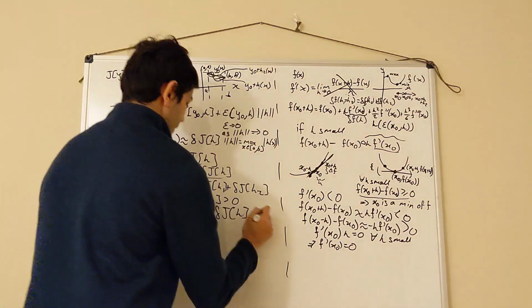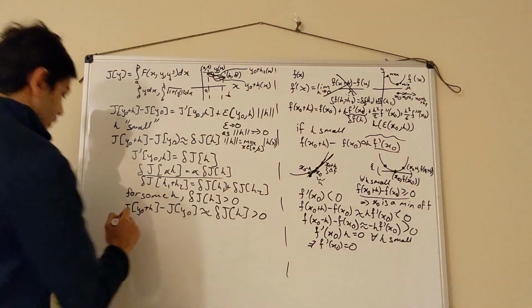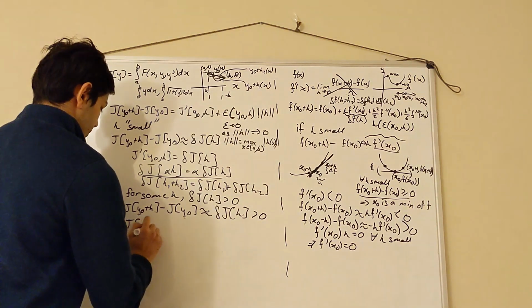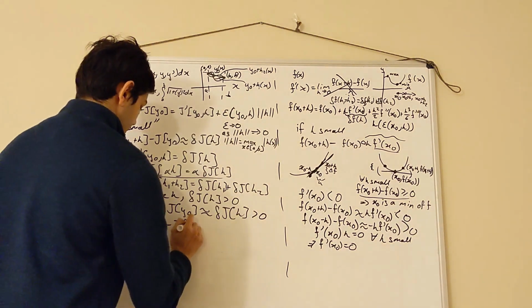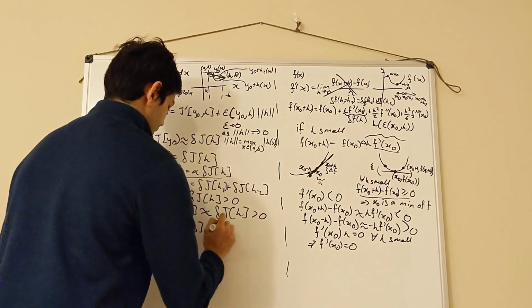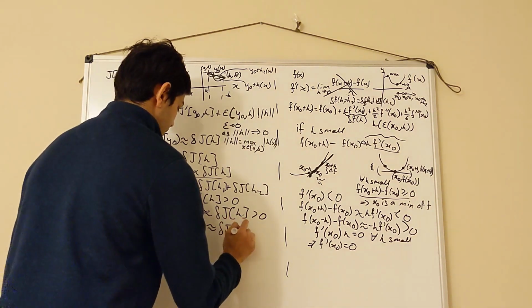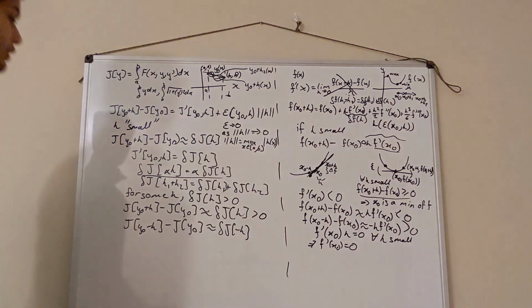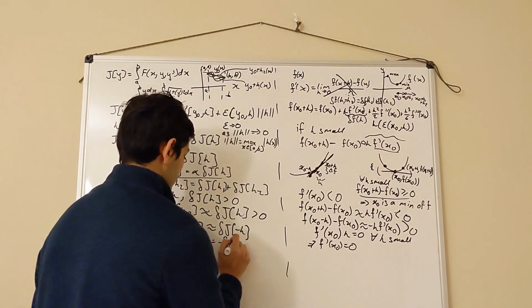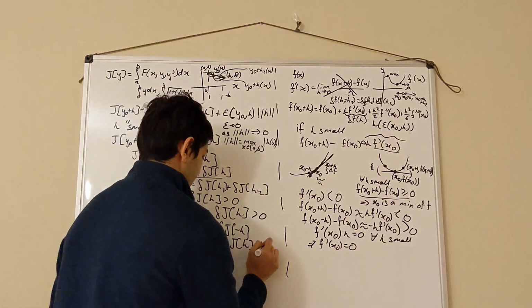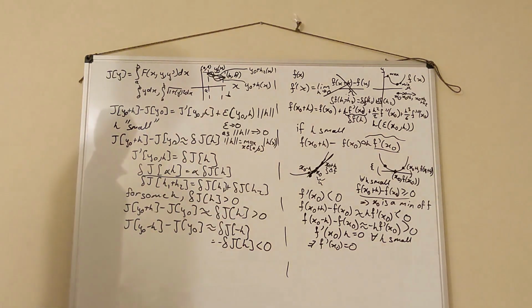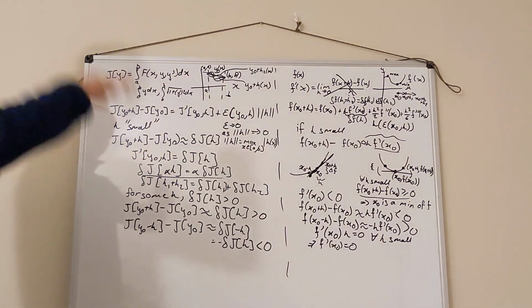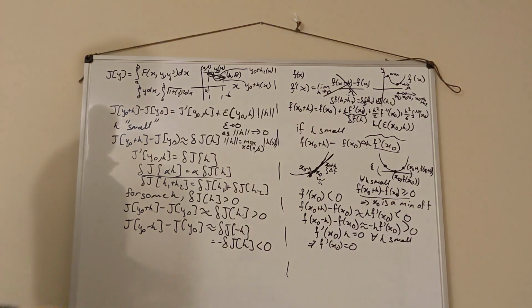Anyway, so moving back to this, if this is true, then this quantity will be greater than 0. However, if we change it and use the opposite sign, so j of y0 minus h minus j of y0 is approximately equal to delta j of minus h. And so now we can use this property with alpha equals minus 1 to rewrite this as negative delta j of h. And this will be less than 0 because delta j is greater than 0. So what that means is that if you vary it in one direction, it'll be longer. But if you vary it in the other direction, it'll be smaller. And so you can't have a minimum.